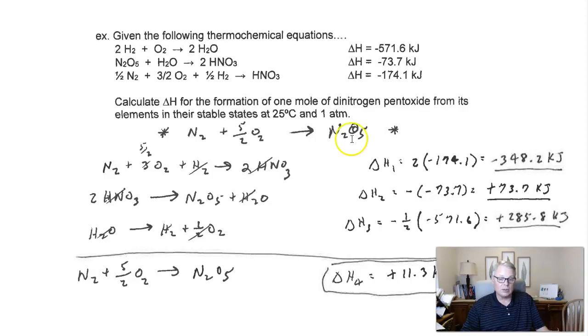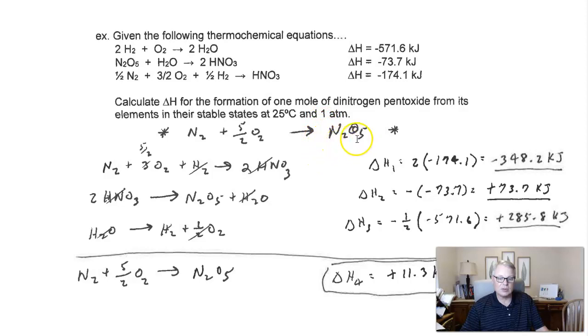Or the other way you could do it is you could just lock this in as a 1. We're going to fix this as a 1, and then we're going to make fractional coefficients over here to make that fit. If we lock this in as a 1, then we can just calculate delta H, and whatever that is happens to be the true answer. All right, so let's try that. Let's lock this in as a 1.